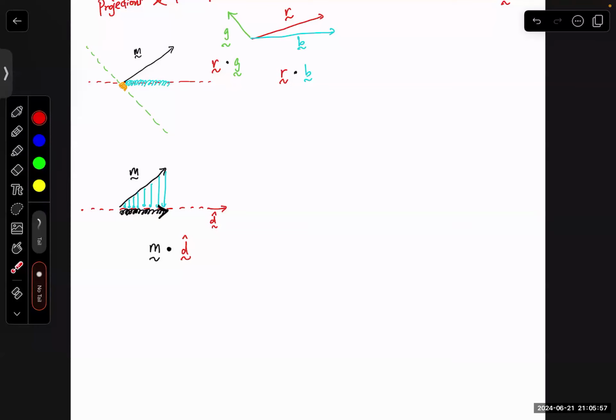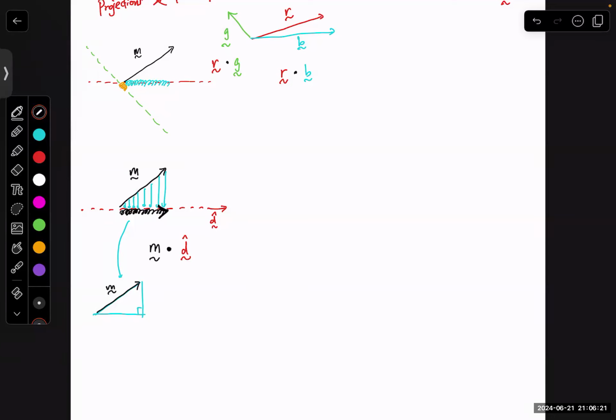Now from this picture, let's extract some information. Let's draw this out. We can kind of see a right angle triangle here. Let's draw it out first. So we have a right angle triangle here, and the hypotenuse is where the vector lies. So the vector is over here, vector M.